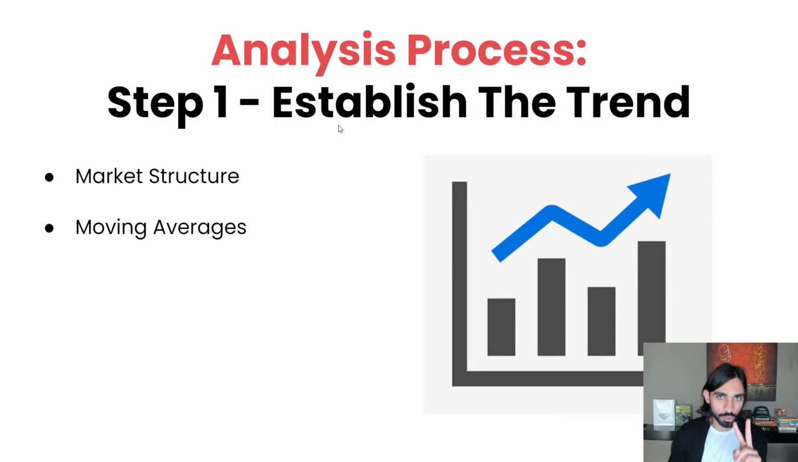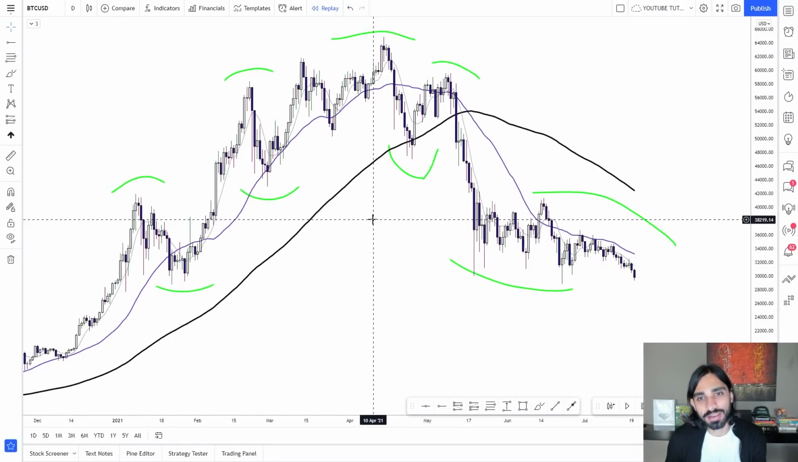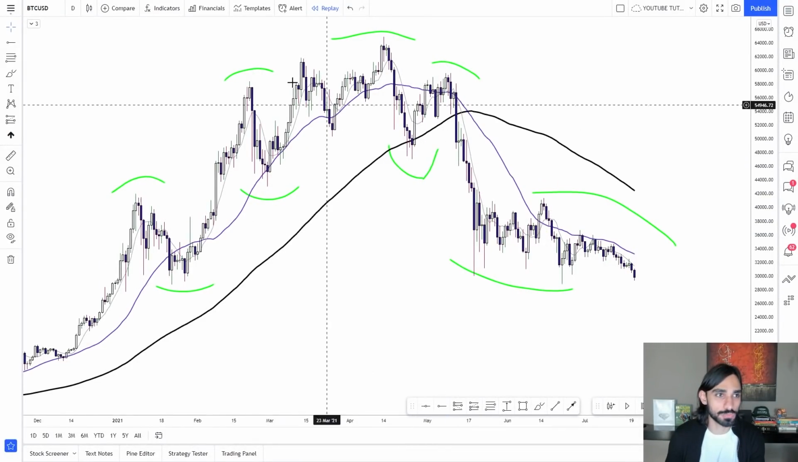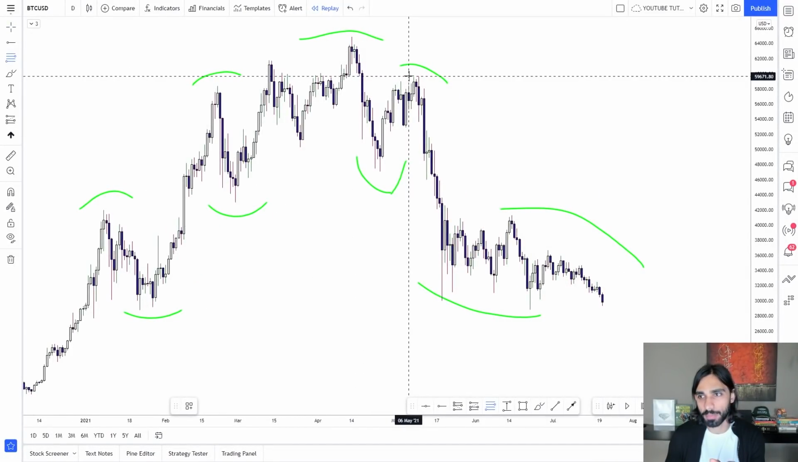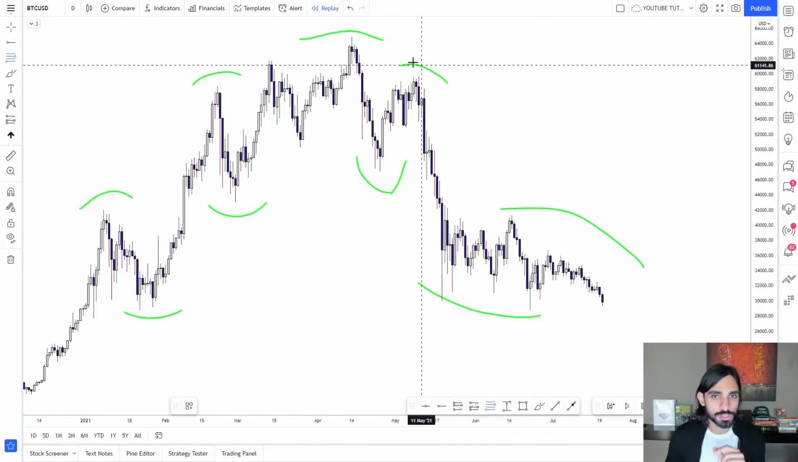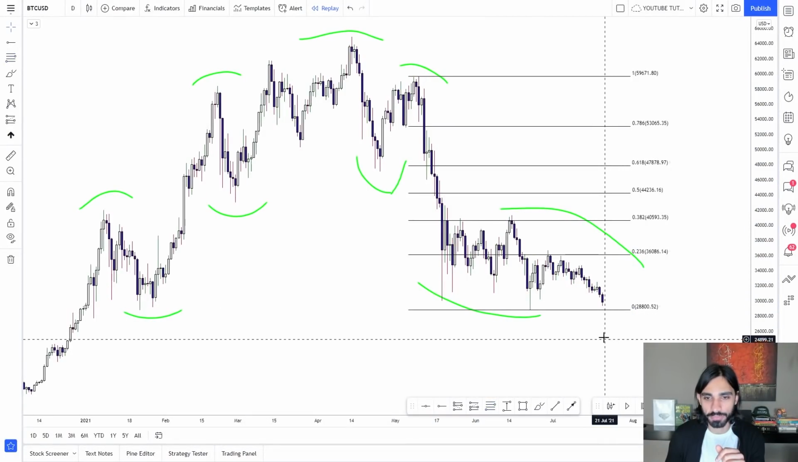Next, we're going to use 2 more tools discretionarily: Fibonacci levels and candlestick patterns. We can use Fibonacci levels to determine the strength of different moves, especially key moves. We'll clean up the chart right now. Let's get the Fibonacci level. We'll take it from up here, the top of this move, our first lower high for a while, and take it down to the current bottom of this move.